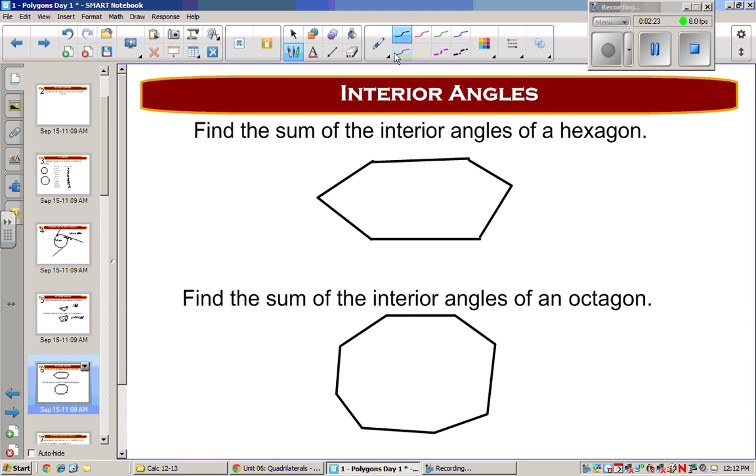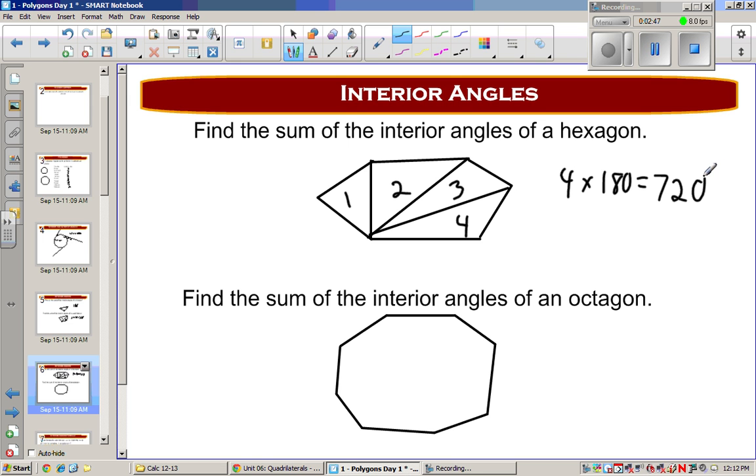Now, if I want to find the interior angles of a hexagon, we do the same thing. We take any vertex, I'll take this one, and we draw as many triangles as we can to each of these vertices. That creates 1, 2, 3, and 4 triangles. And each of those triangles have a sum of 180 degrees. So I just take 180 times 4, and I get 720.